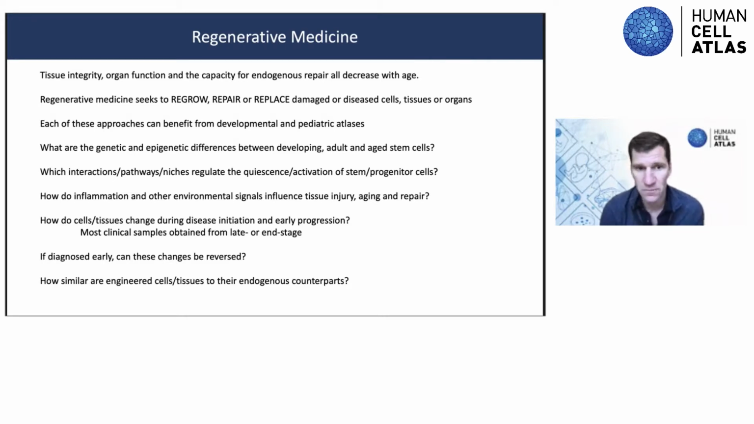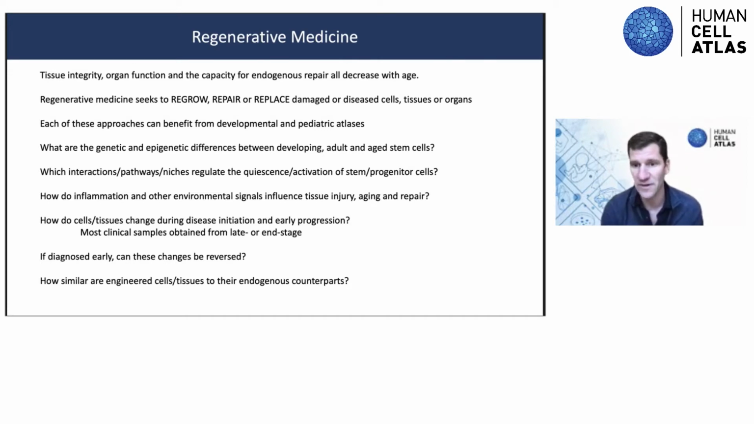What interactions, pathways, and niches regulate the quiescence and activation of stem and progenitor cells? How do inflammation and other environmental signals, including maternal influences and early developmental perturbations, influence tissue integrity, aging, and repair later in life? How do cells at the heart of it change during disease initiation and early progression? And how do we access samples from those early disease patients? And if diagnosed early, can these changes be reversed? Is there a place for intervention?